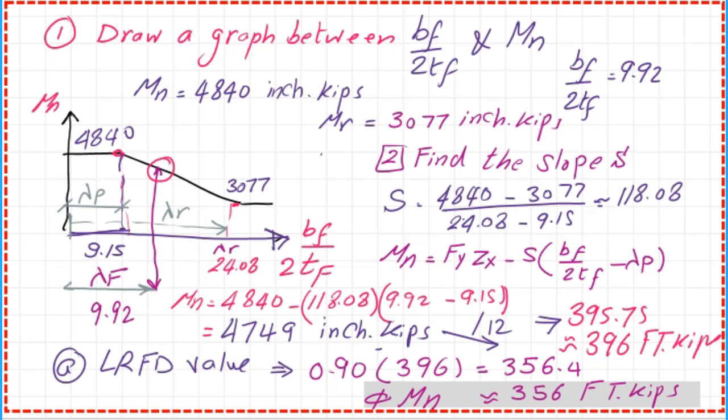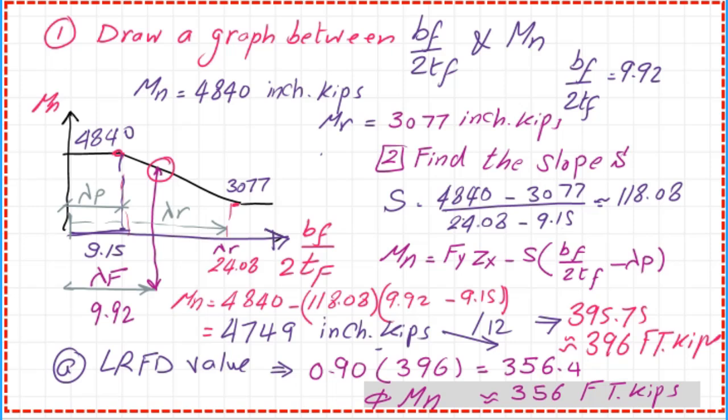minus lambda flange B, which equals 4,840 minus 3,077 divided by 24.08 minus 9.15, equals 118.08.